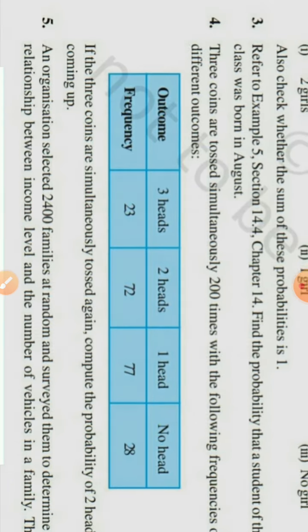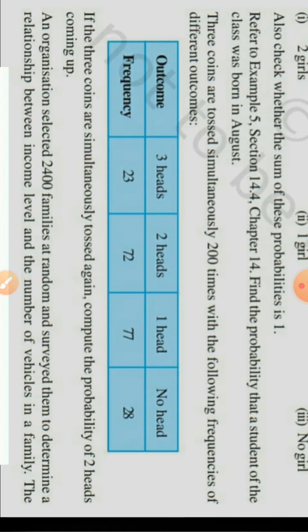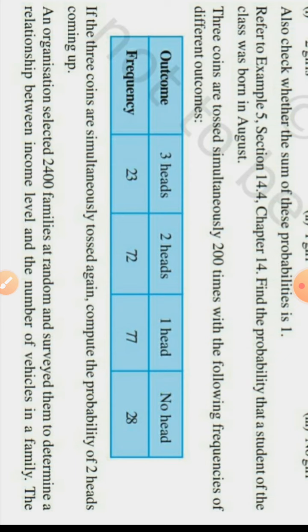Now, next, number 5. Actually, that is incomplete. The remaining question is given on the next page also. An organization selected 2400 families. So a total of 2400 families are there, and surveyed them to determine a relationship between income level and number of vehicles in a family. So two matters are being considered at a time. The first criterion is income, and the second criterion is number of vehicles per family.